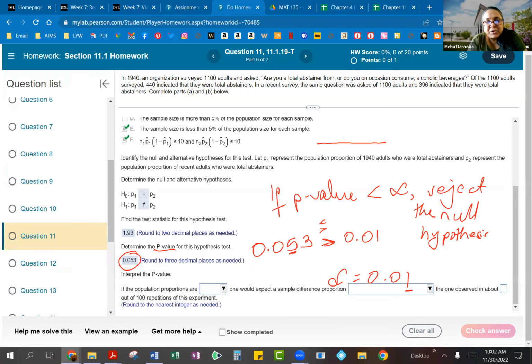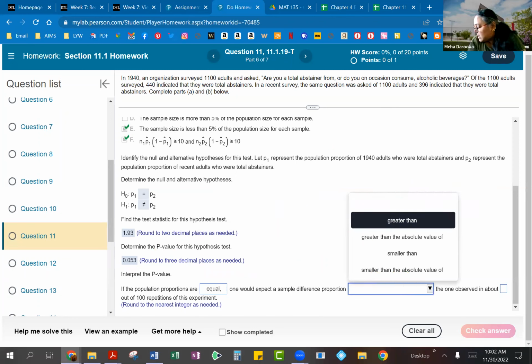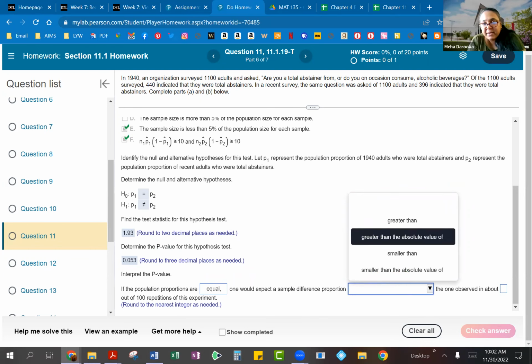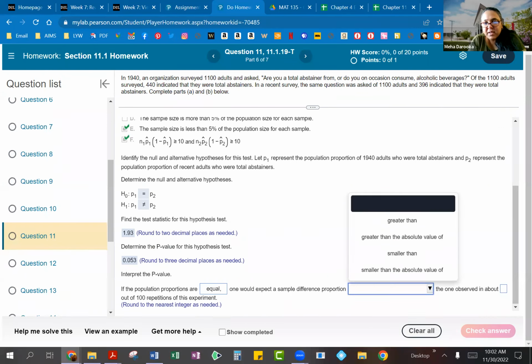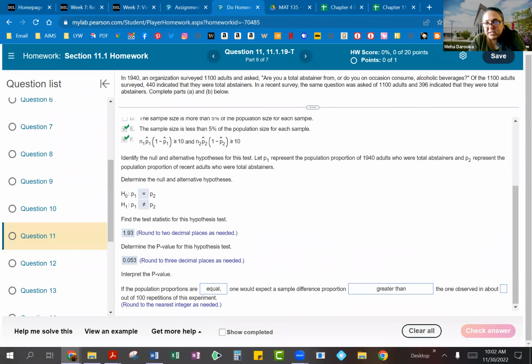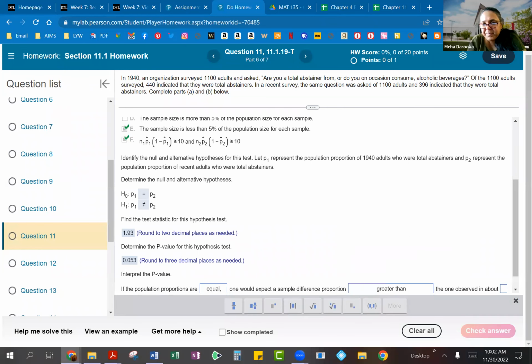Okay. So the question is, if the population proportions are, let's say, equal for now, one would expect the sample difference proportion, and I may have to clear this out. One would expect the sample difference proportion to be either greater than the absolute value of, smaller than the absolute value of. So I don't know, let's just pick one option for now.